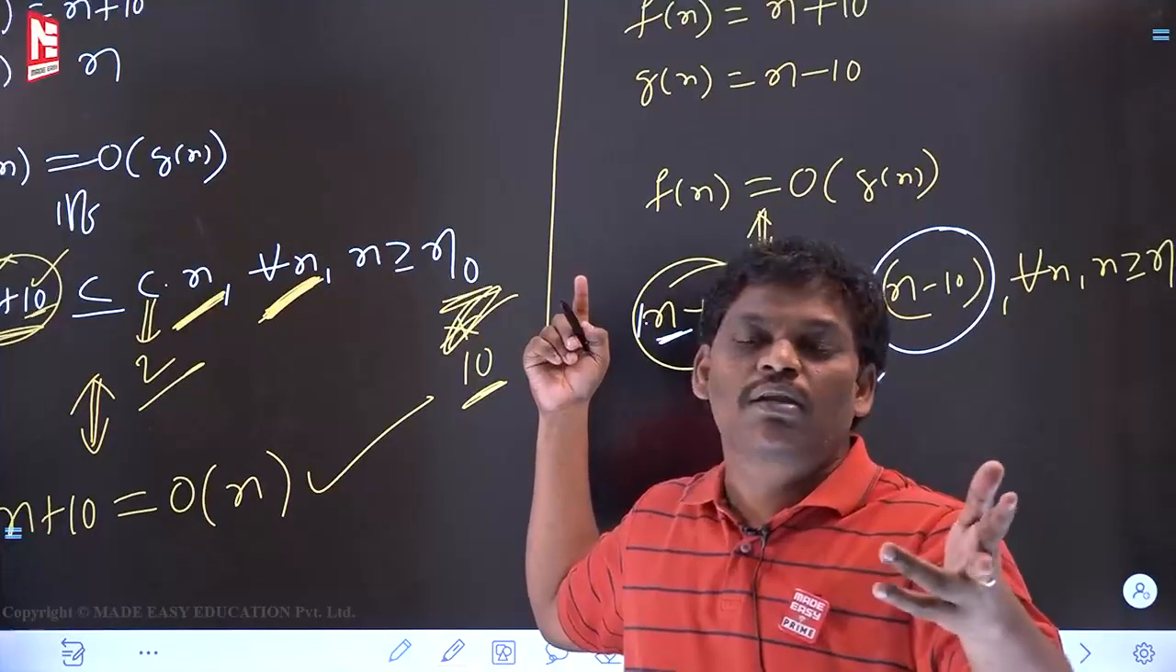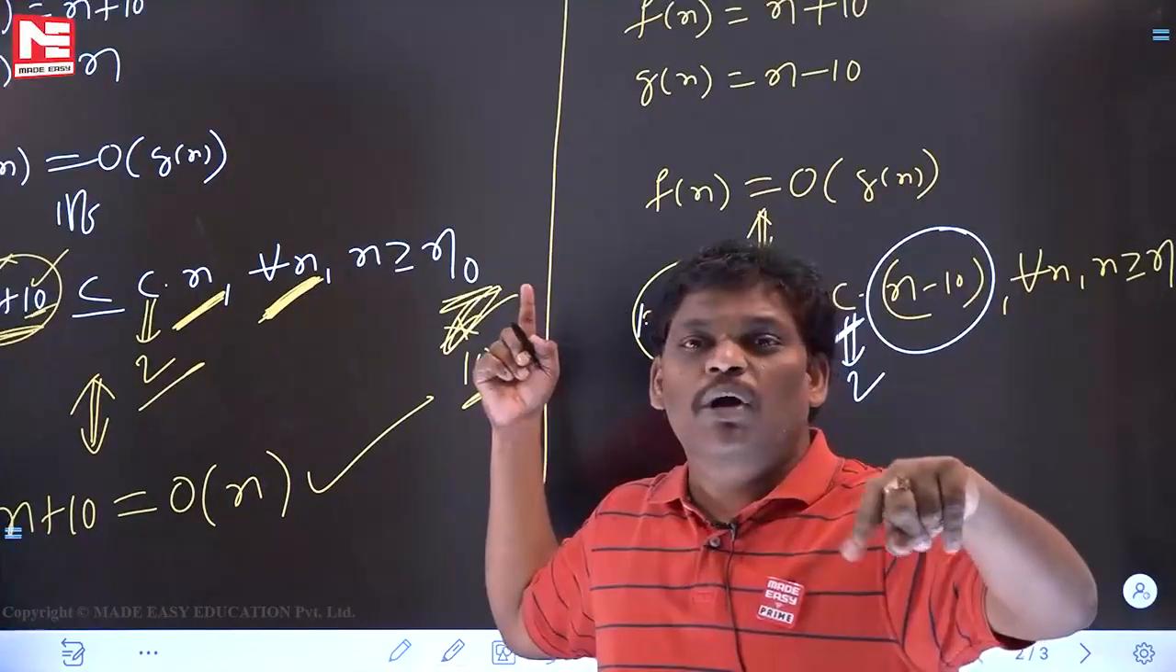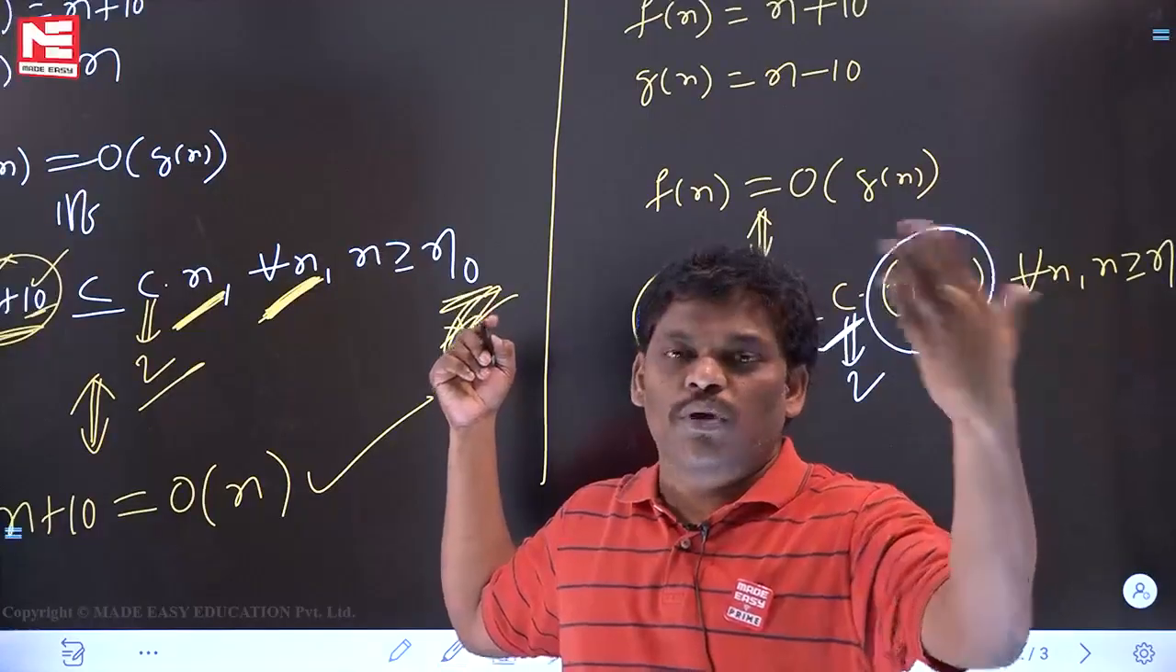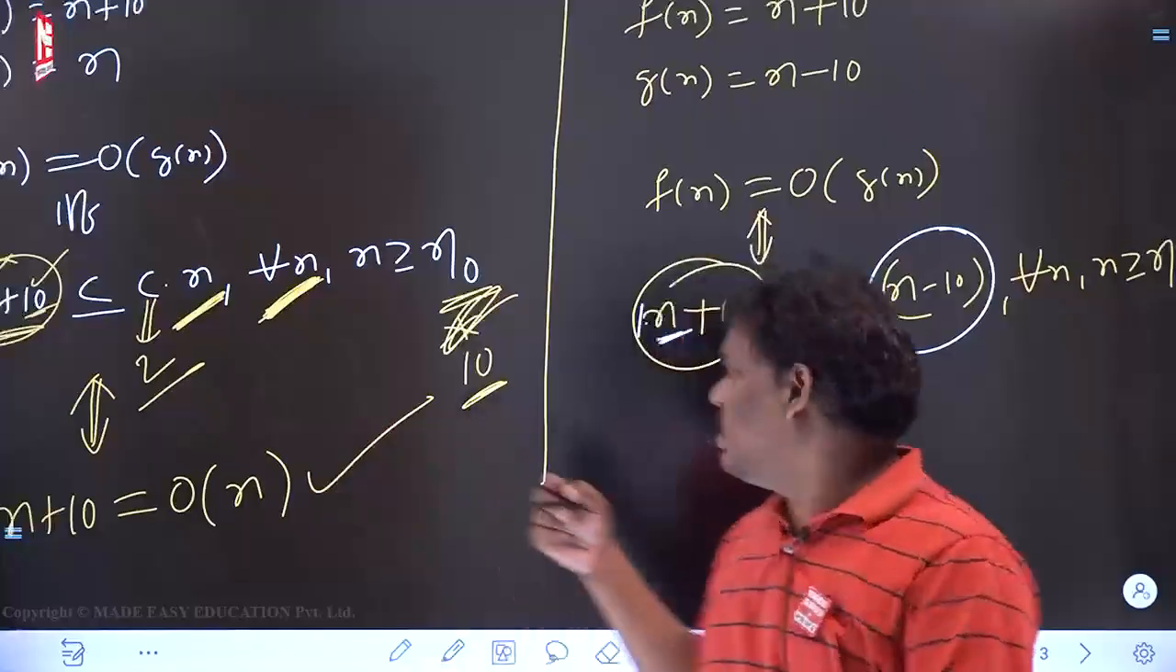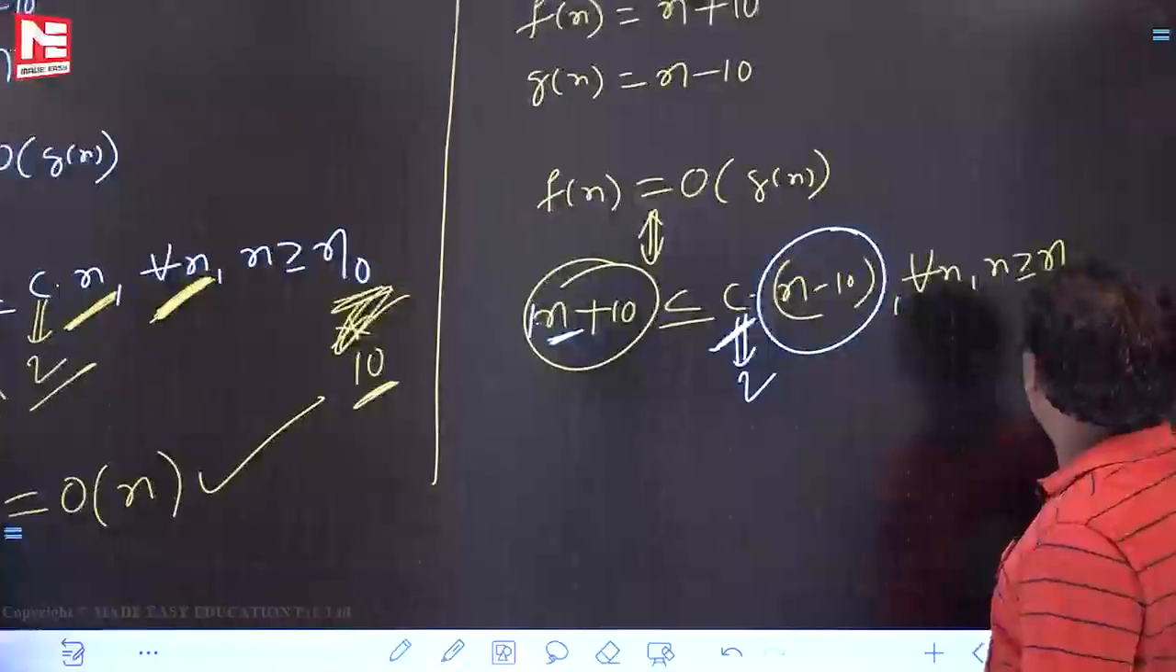Minimum n0 is 1. Start checking from 1, right? But 1 may fail, then go to 2. From which place onward this relation will hold good, that is called n0. Let's check here. Minimum n0 is 1. Let me try 1 onward.